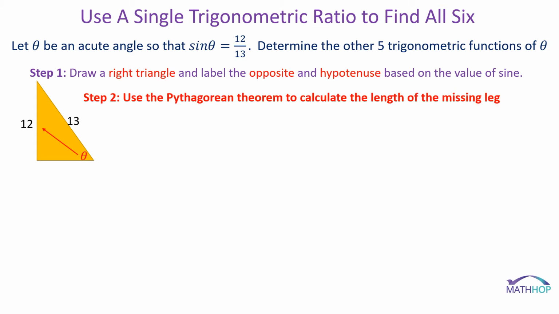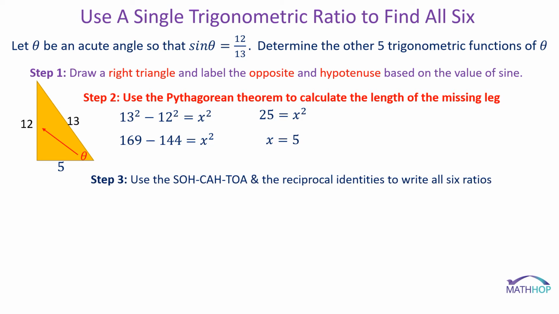Step 2, again, use the Pythagorean theorem to calculate the length of the missing leg. But remember, if you're given sine or cosine, that means you have a hypotenuse. So it's not 13 squared plus 12 squared. You have to do 13 squared minus 12 squared. Okay? So 13 squared minus 12 squared equals x squared. We get 169 minus 144 equals x squared. We get 25 equals x squared. We do a little happy dance because 25 is a perfect square. X equals 5. Pop it in the triangle.